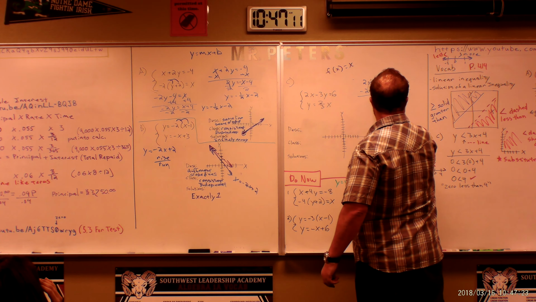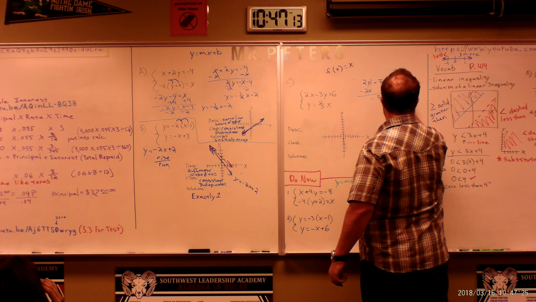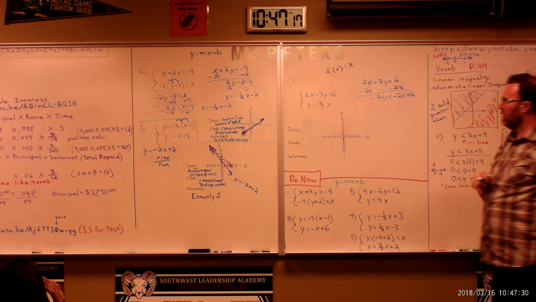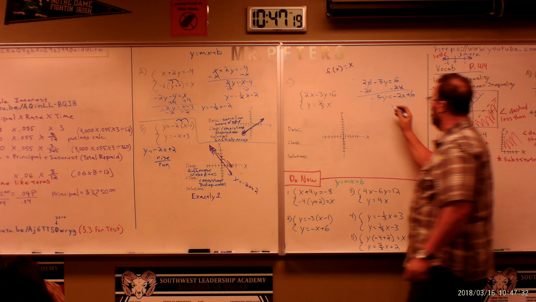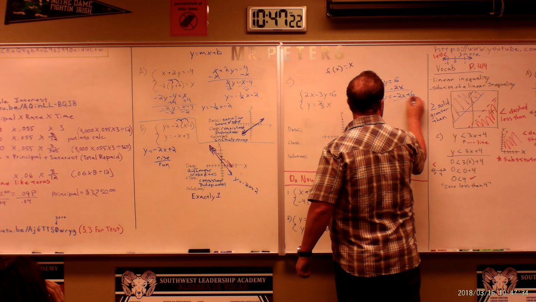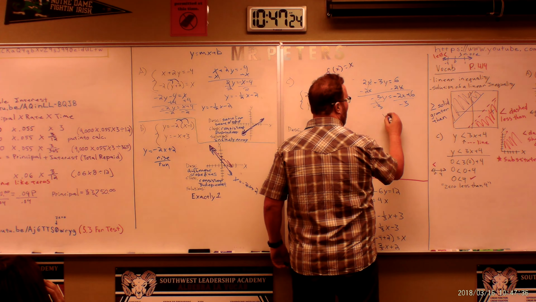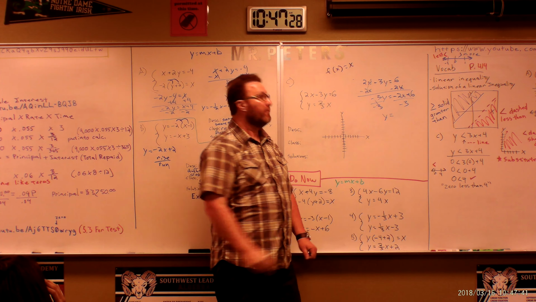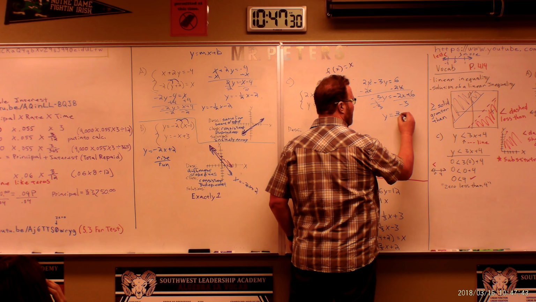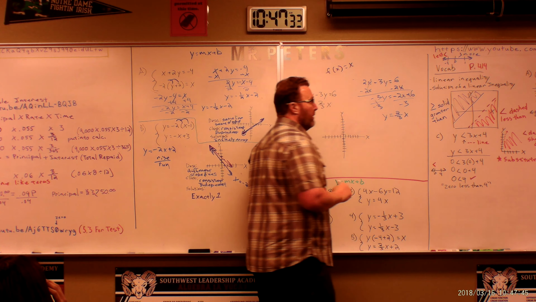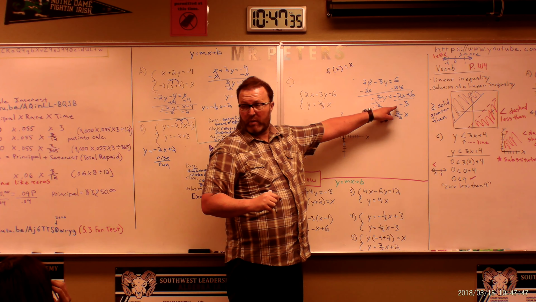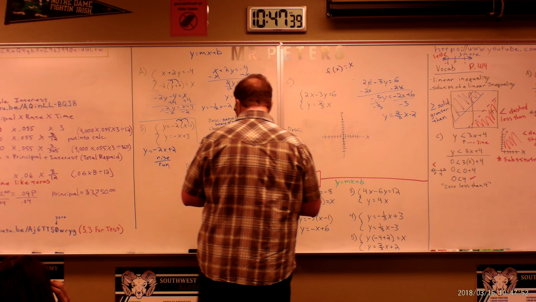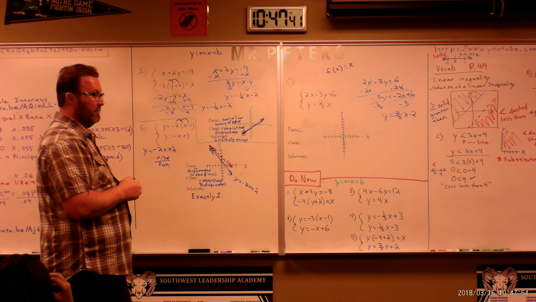Depends on this last part. Okay, what do I do now? Divide by what? Negative 3. Good. Okay, this cancels out. How do I write this? Negative negative is positive. Yes. And then 6 divided by negative 3? Negative 2. Okay.